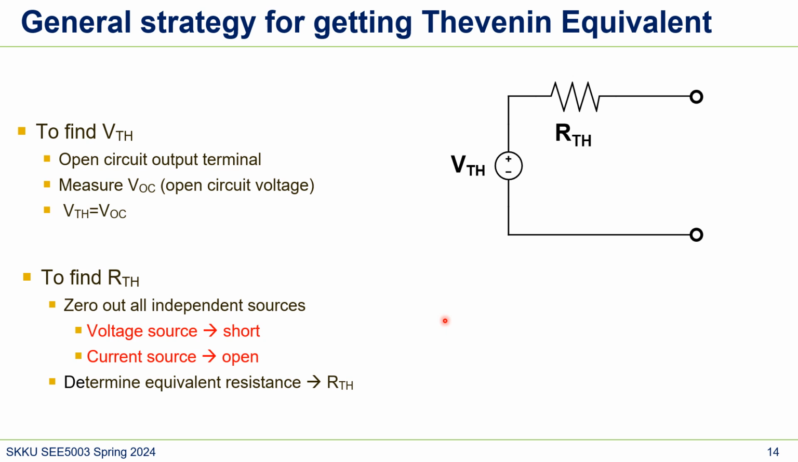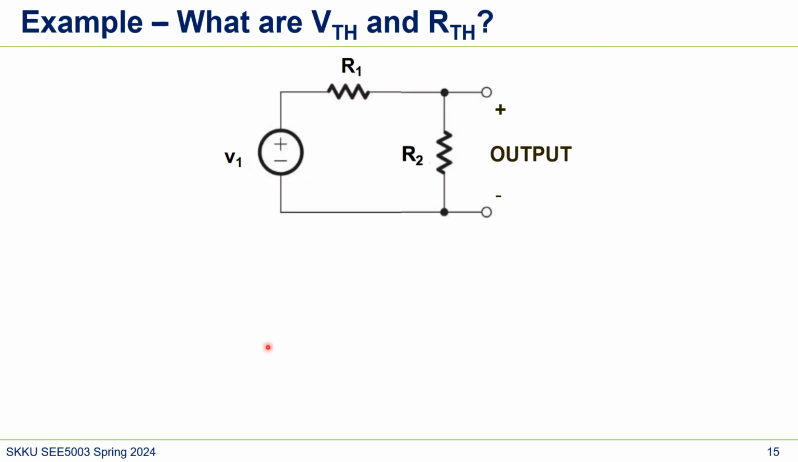We'll do a lot of exercise for this, even next week. So don't worry. Here's another example. Can you guys stop the lecture and then try to do some hand calculation here and get a Thevenin equivalent of this circuit?